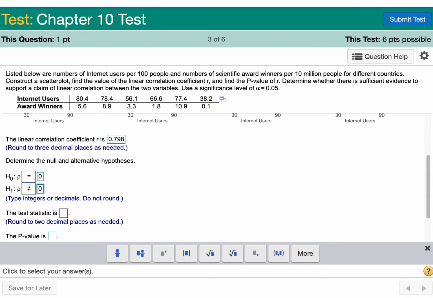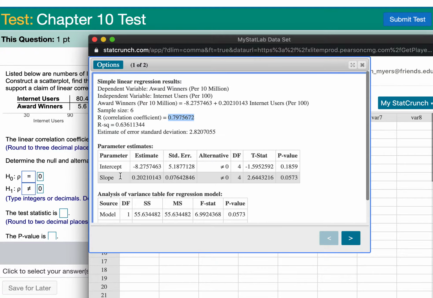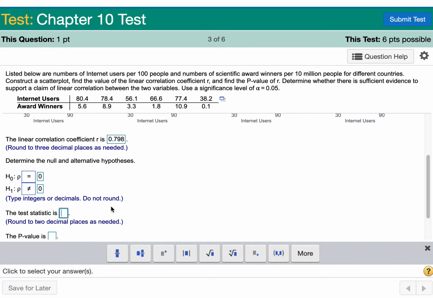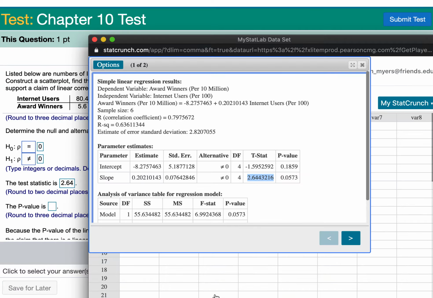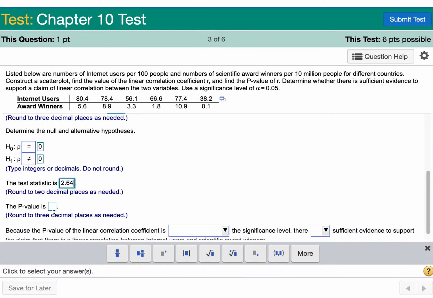And then the test statistic. The slope represents the estimate of the slope relating the variables together. So the t statistic, the t-test statistic that's next to the slope in the StatCrunch output, is the test statistic that you need for this problem. So the test statistic, to 2 decimal places, rounds off to 2.64, and the p-value of that same test statistic rounds up to 0.057.